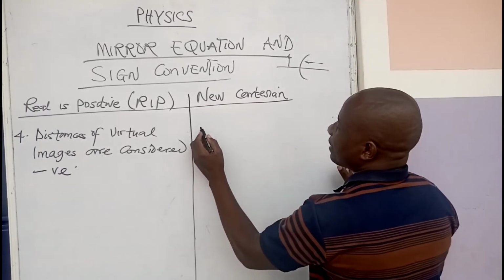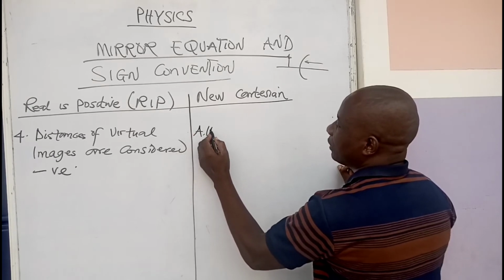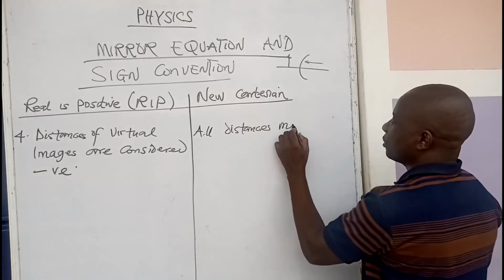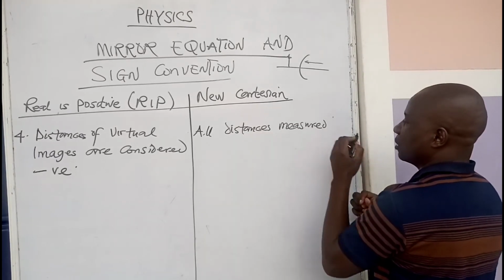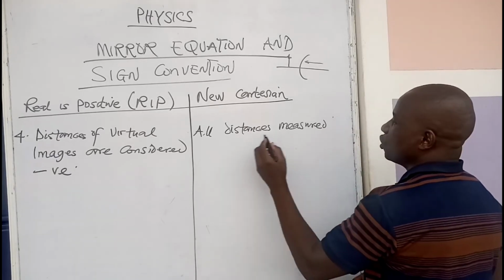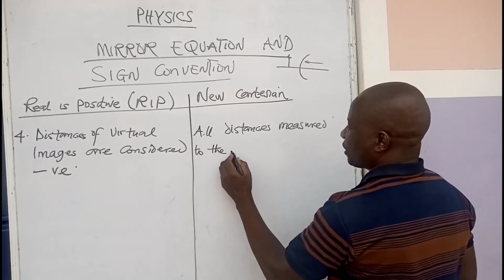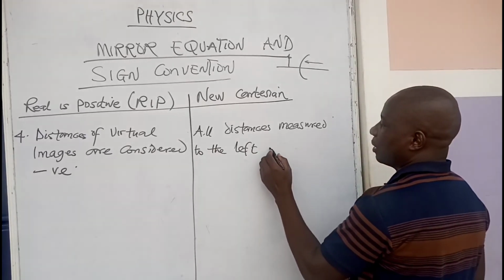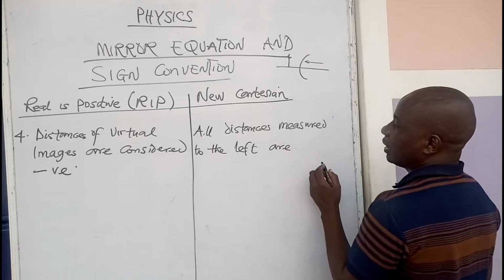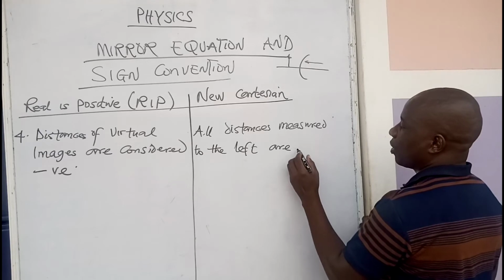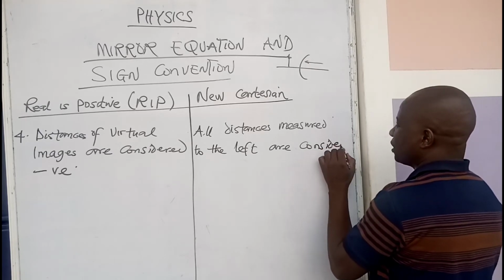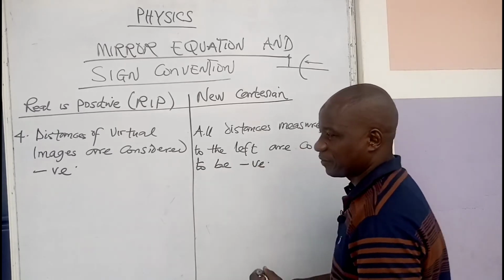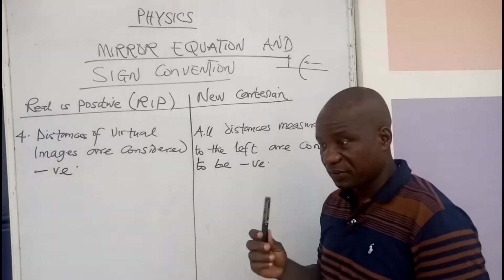Now this one is telling us that all distances measured to the left are considered to be negative. Yes, I have simplified it. Is that understood? I have simplified it.